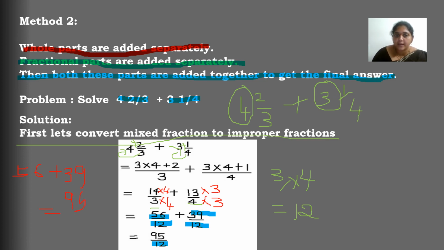This is your final numerator. 95 by 12 is your fraction. This is how you are going to add your mixed fractions. Convert mixed fractions to improper fractions. Then solve the fraction. Add the fraction.